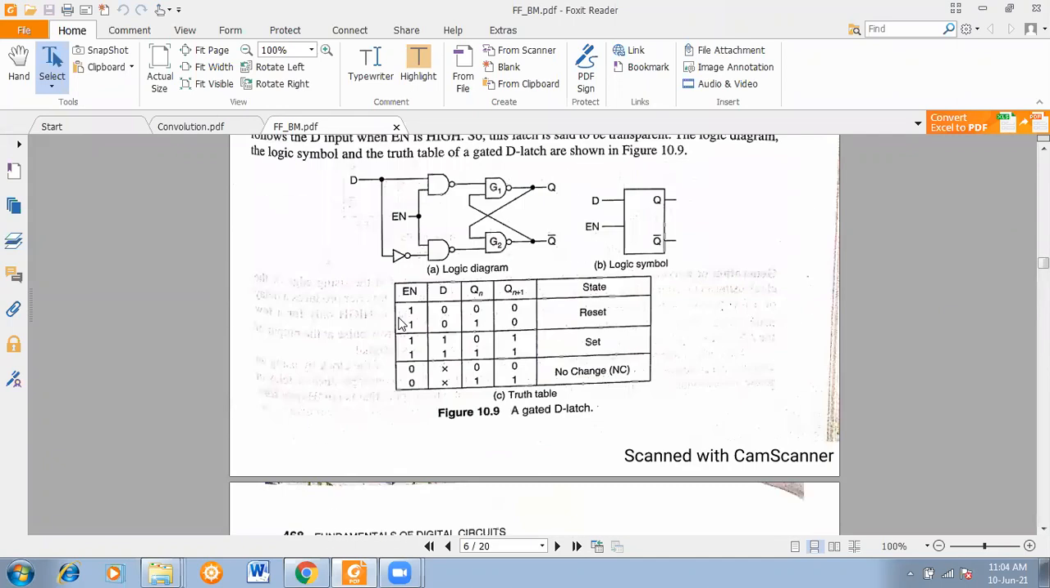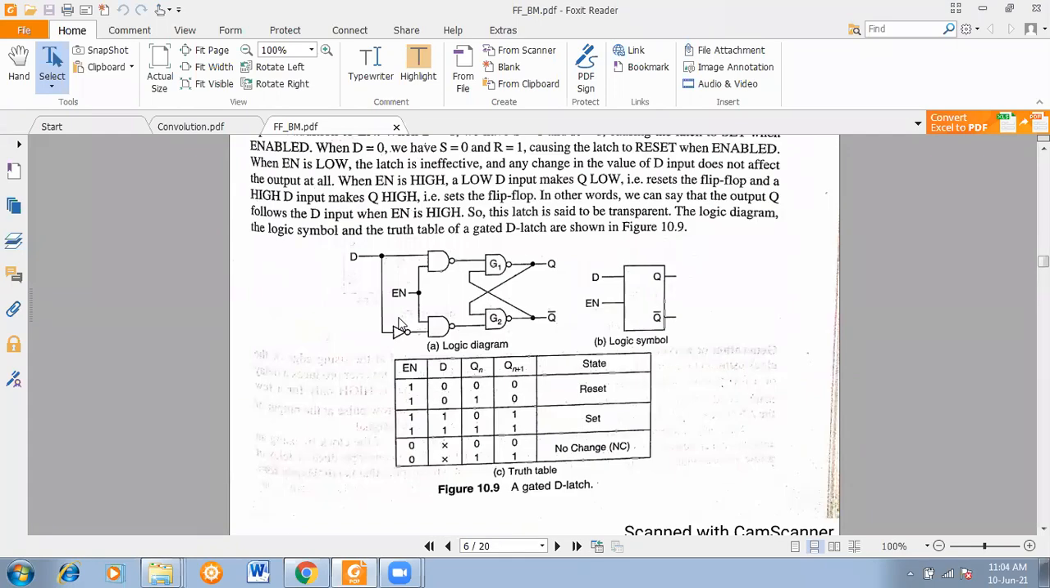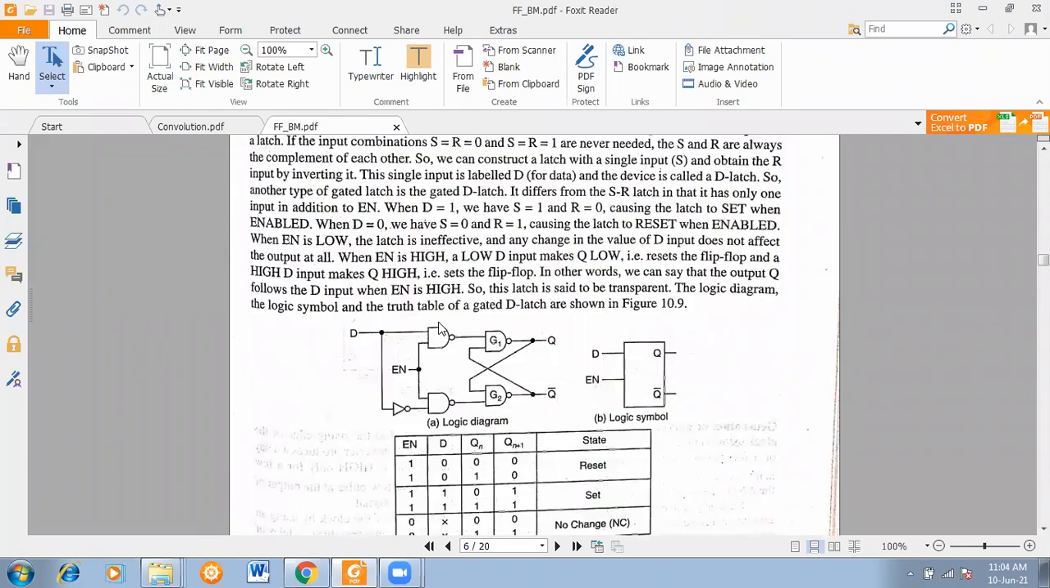And see here, there is no arrow. Here, see, there is no greater than sign, it is directly connected. So that is called a level trigger flip-flop. So what is the difference between edge and level?